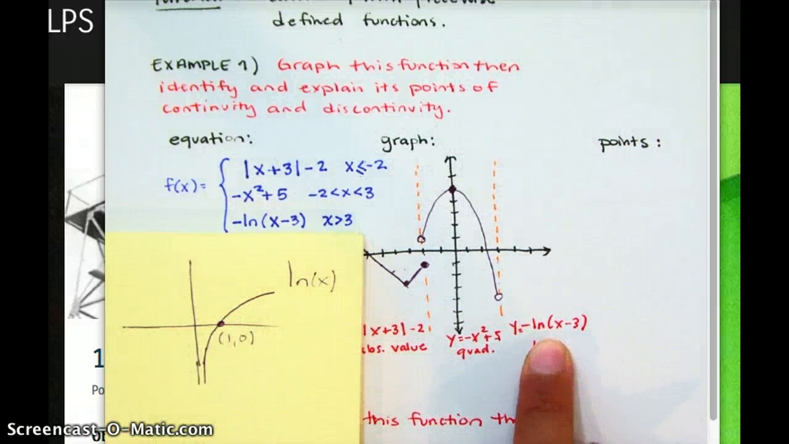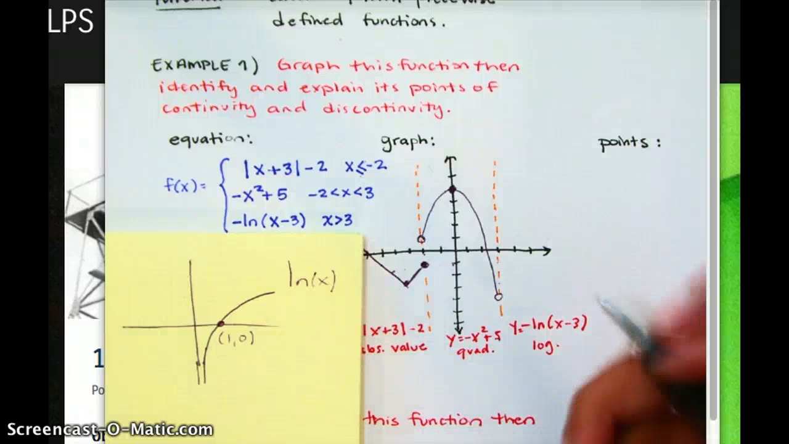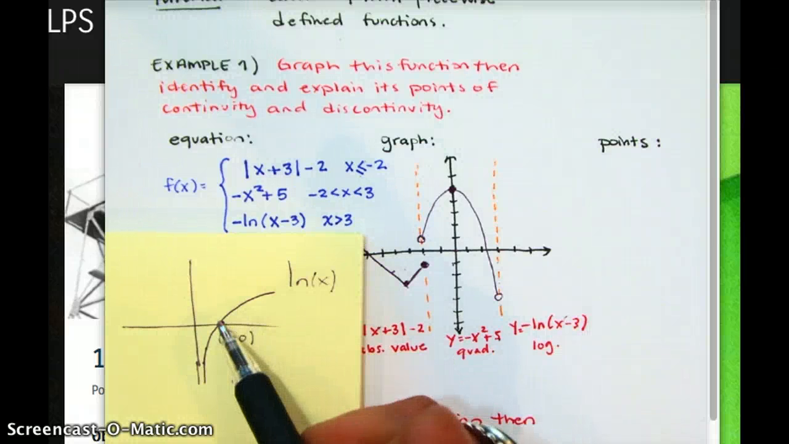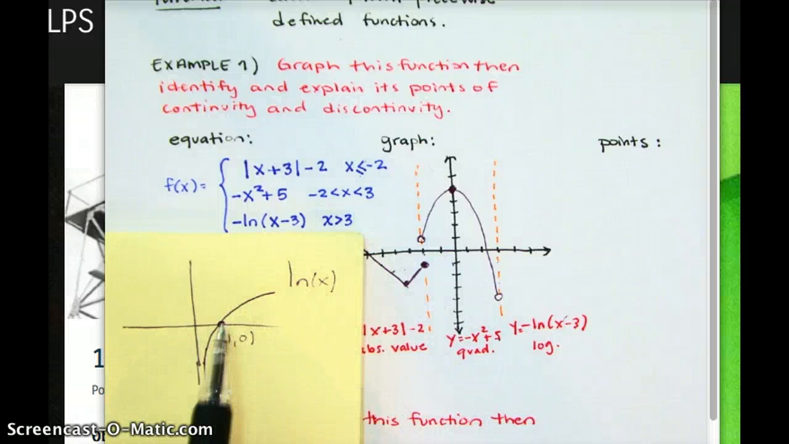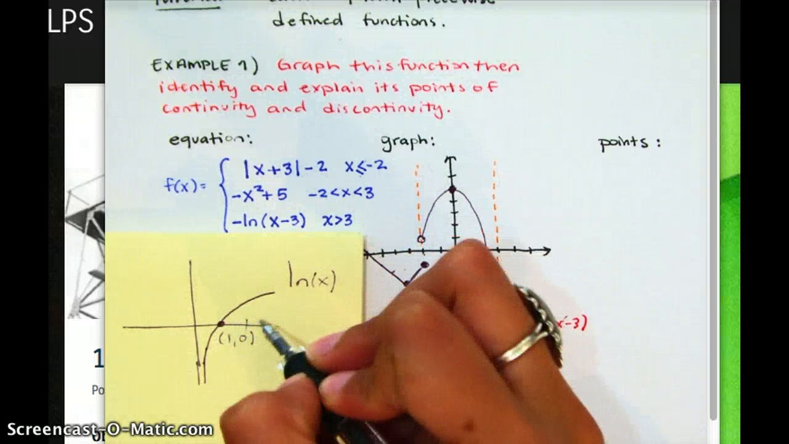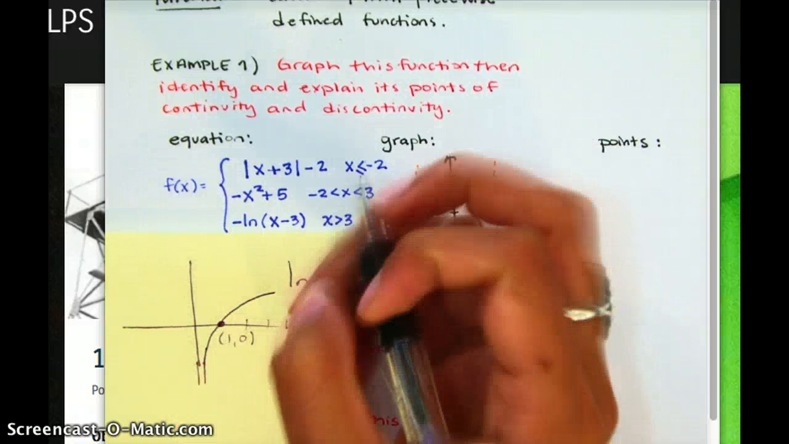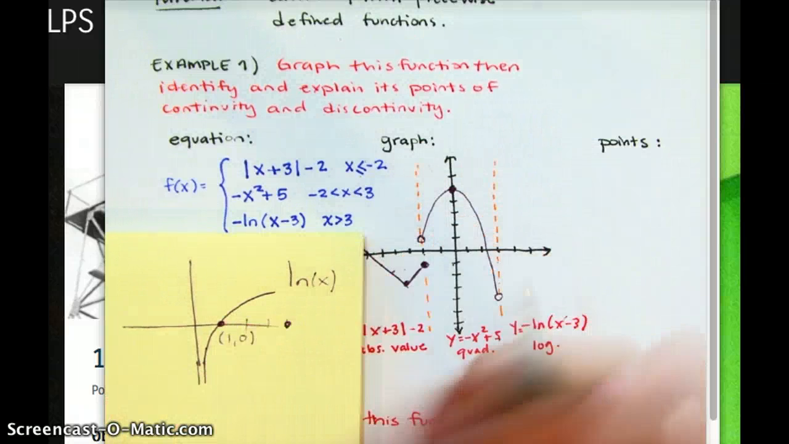This function has had 2 things done to it. The first is it's been shifted to the right 3. So if I imagine taking this function and shifting it to the right, we would go 1, 2, 3. The new point would happen right there.